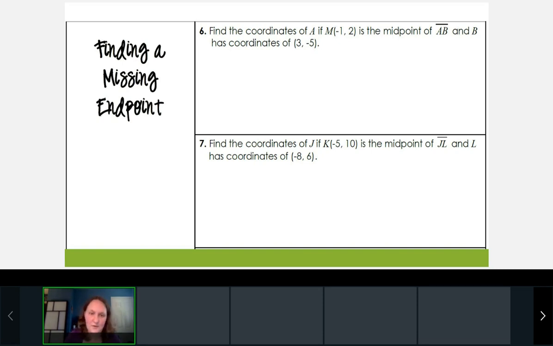Okay. So what's going on in this problem is they are giving us coordinates of the midpoint, and that's M. It says M is the midpoint. They're giving us coordinates of one endpoint, B, and they want us to find the other endpoint, A. So there's this segment, AB. They're telling us the midpoint. They're telling us B, and they want to know what's the coordinate of A. So this is what I call Mrs. Grandy's box method.